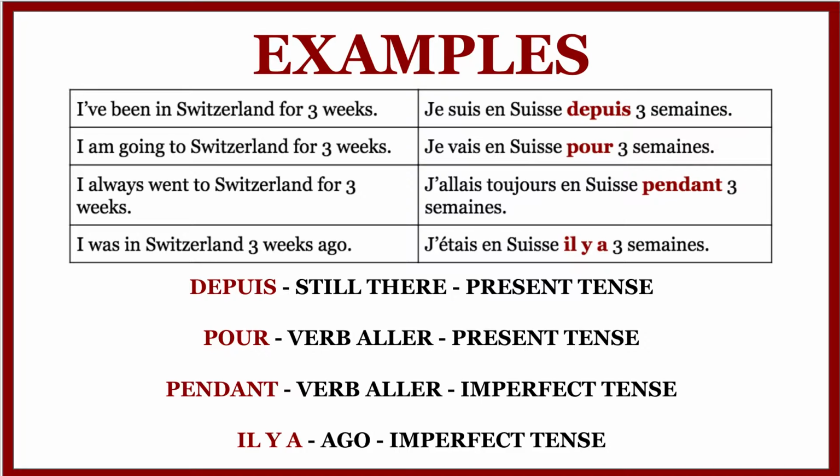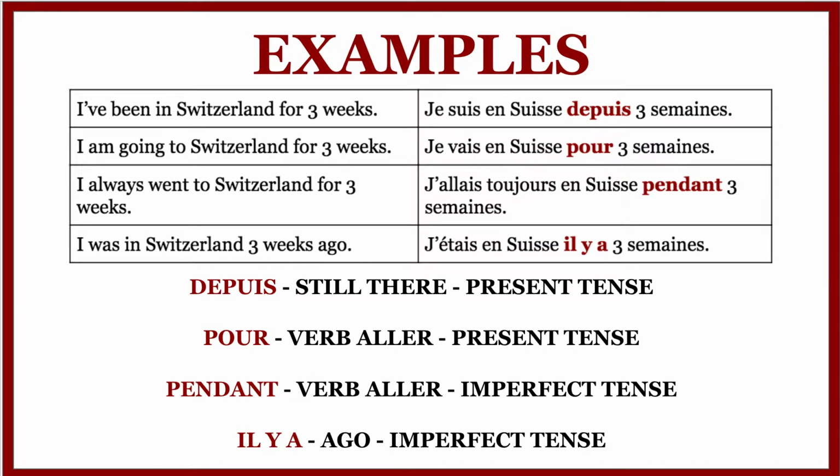I always went to Switzerland for 3 weeks. J'allais toujours en Suisse pendant 3 semaines. Also, now I've switched because I'm in the past tense. Here I've chosen to use the imperfect tense. But since I've switched to the past, I've also switched to pendant. And I was in Switzerland 3 weeks ago. J'étais en Suisse il y a 3 semaines. So there I've just used the imperfect tense.